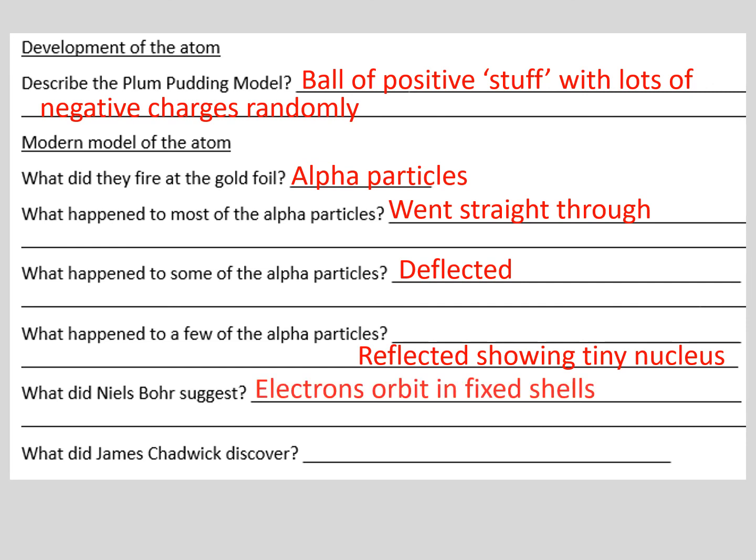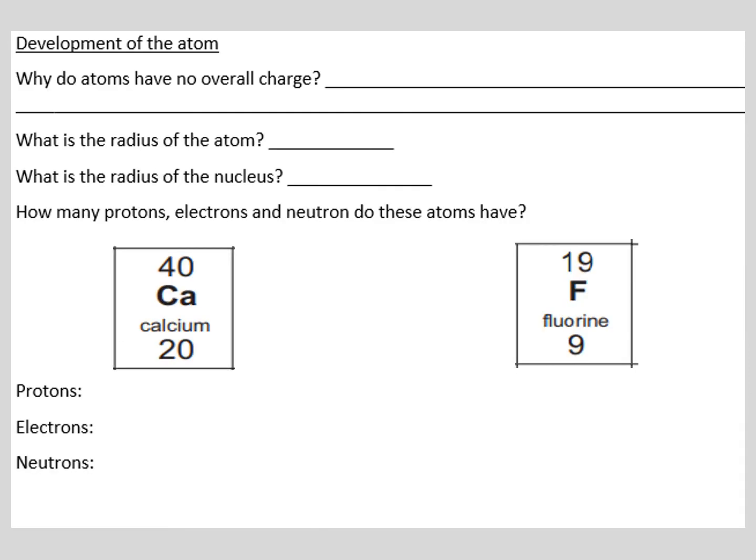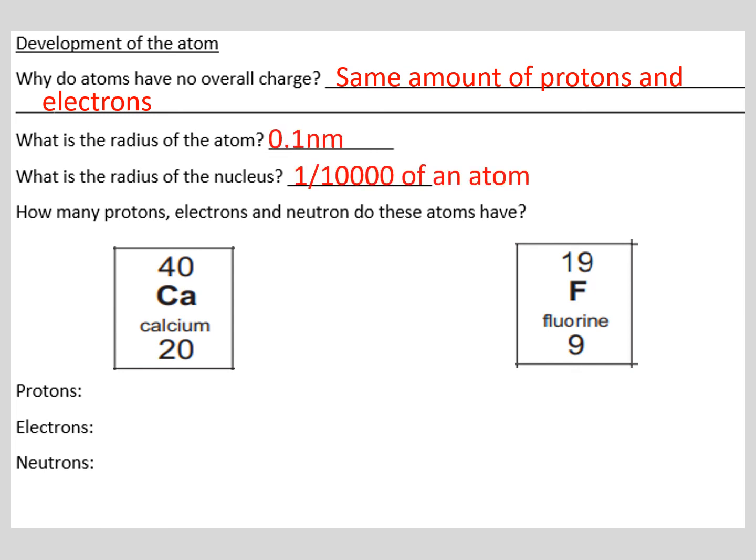What did Niels Bohr suggest? Electrons orbiting fixed shells. And James Chadwick, that name I said you have to remember, he discovered the neutron. Why do atoms have no overall charge? They've got the same amount of protons and electrons. What is the radius of the atom? 0.1 nanometers. What's the radius of the nucleus? 1/10,000th of an atom.